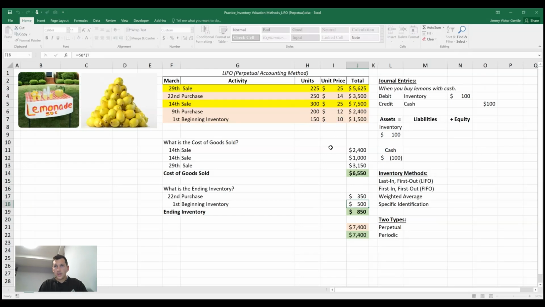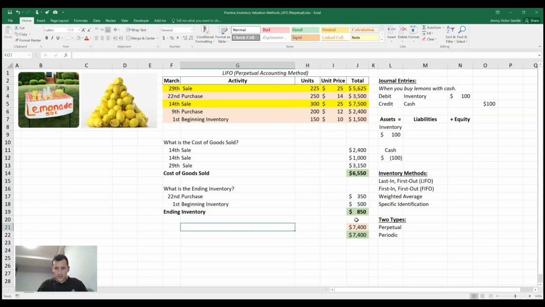And then working our way up, if you remember, we bought some more inventory later in the month, and we sold some of that. And what's left of that is our ending inventory. We had 25 units left at $14. The sum of these two transactions is what your ending inventory balance is. It's the 50 units left from down here and the 25 units left from here.